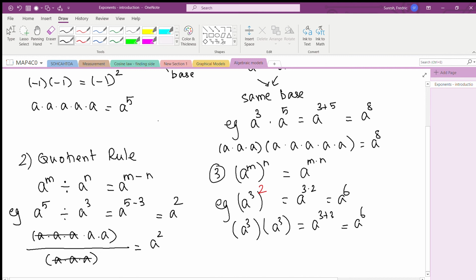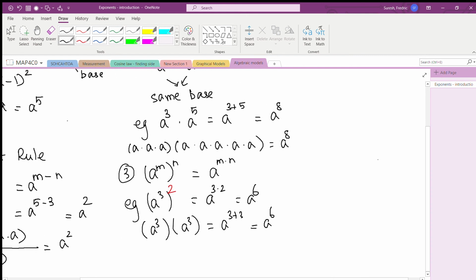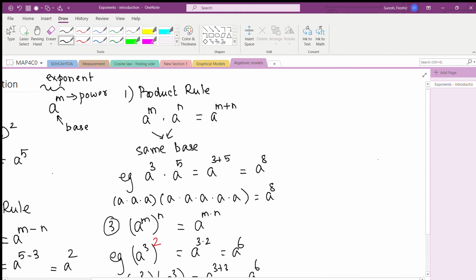Now, there are some special ones that you need to know. The first one is a to the power of 0. How do you calculate a to the power of 0? The right answer is actually that a to the power of 0 is 1. But why is this true?